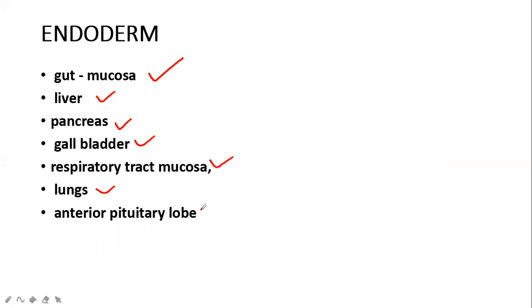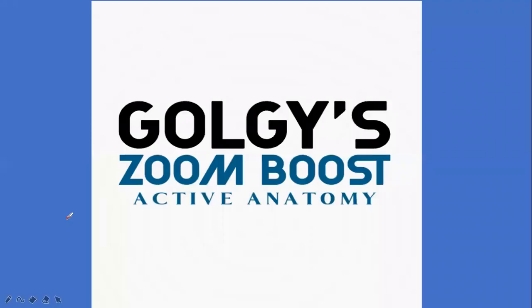As well as the anterior lobe of the pituitary gland. And that finishes the discussion on the germ layers in week 1, week 2, and week 3.